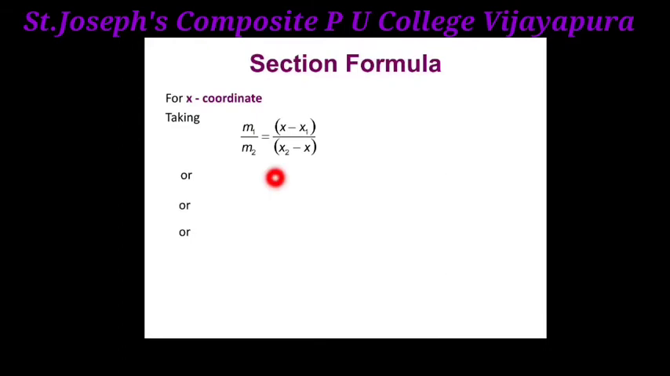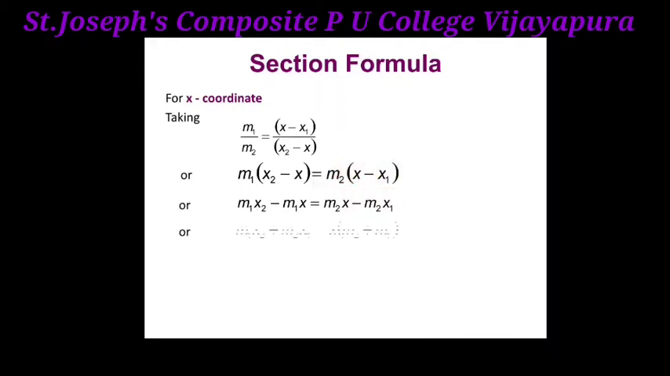Now for the x coordinate, taking the first pair, m1 by m2 is equal to x minus x1 whole divided by x2 minus x. Now cross multiply: x2 minus x to the left side and m2 to the right side. We get m1 into x2 minus x is equal to m2 into x minus x1. Multiply m1 to both terms, then we get m1 x2 minus m1 x is equal to m2 x minus m2 x1. Multiply this term to both terms and take m2 x1, which is minus here; when it comes to the left side it becomes plus.